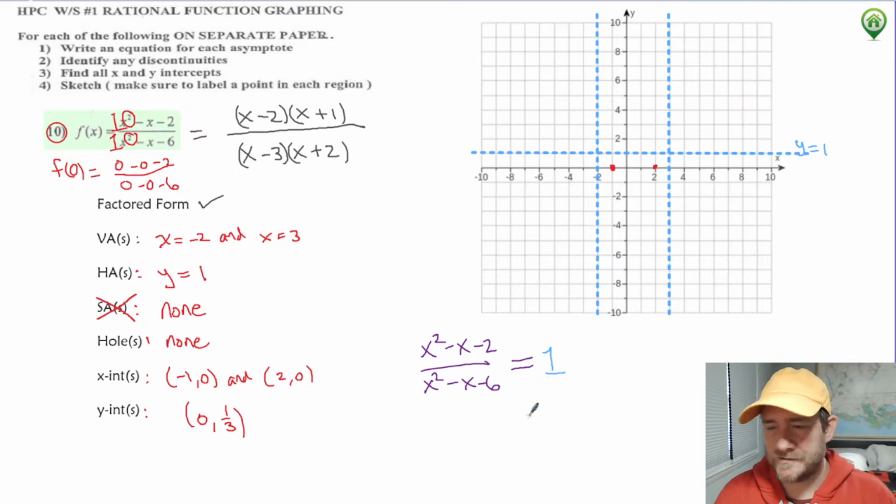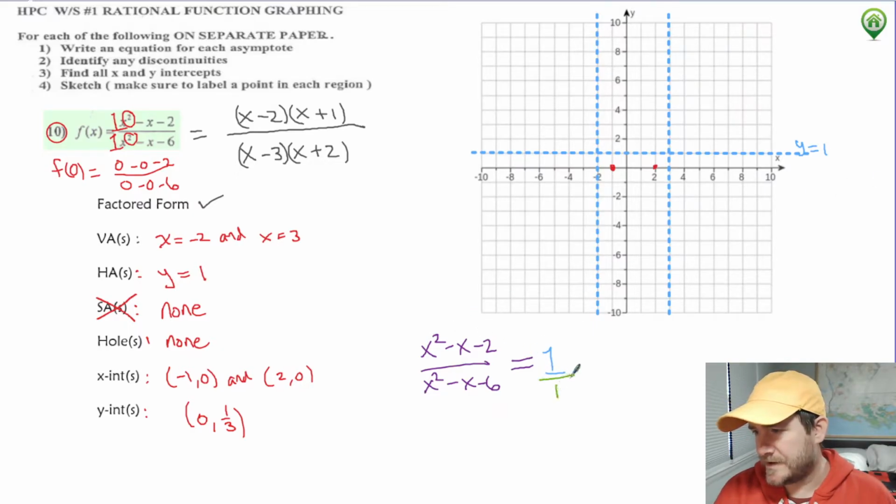And if I get a real solution, or solutions, it could be plural, then those solutions would represent points where I cross the end behavior asymptote. But if this turns out to have no solutions, then you know that you do not cross. So how do I solve this?